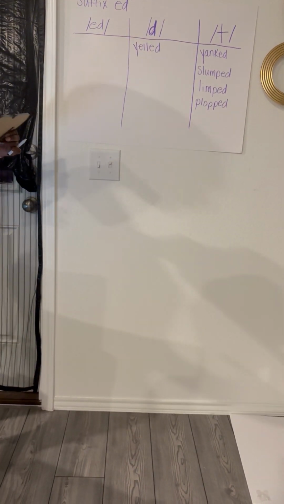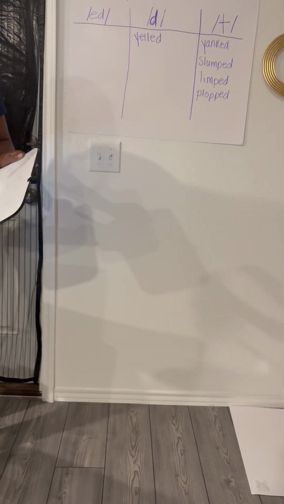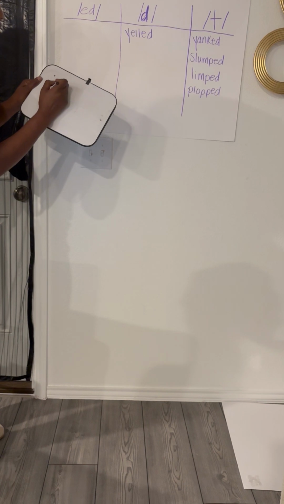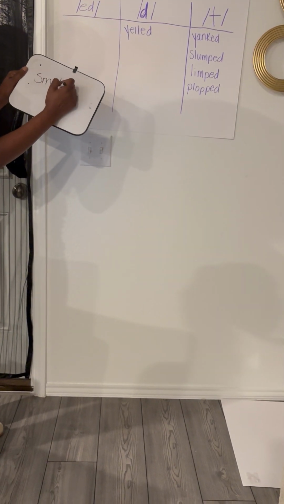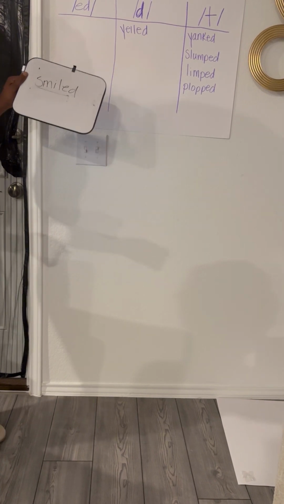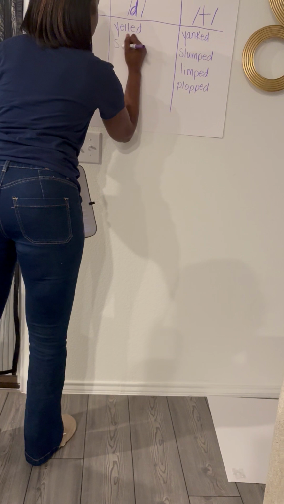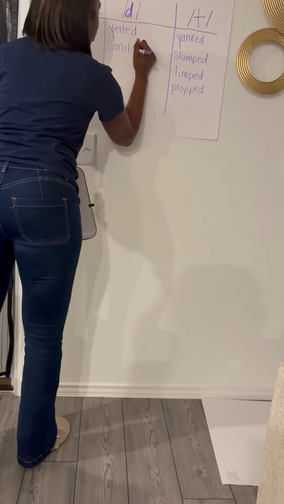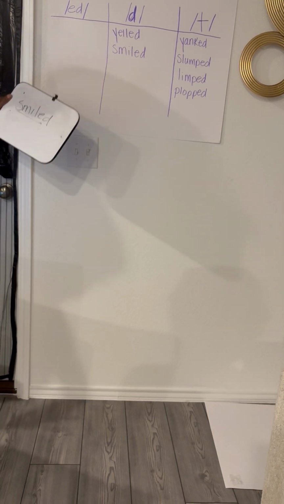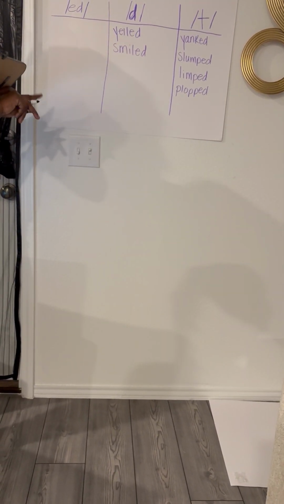You caught that mistake. Next is smiled. Can you say it with me? Smiled. I'm going to spell it. Smiled. D. Good job. You can hear that D at the end of smiled. Next we're going to use the word shrugged. Can you say it with me?